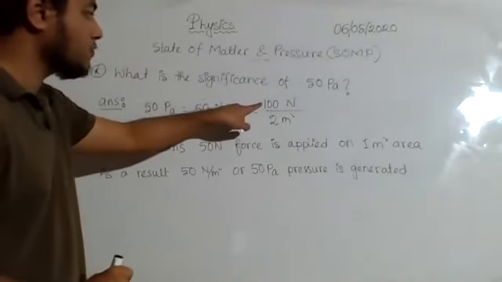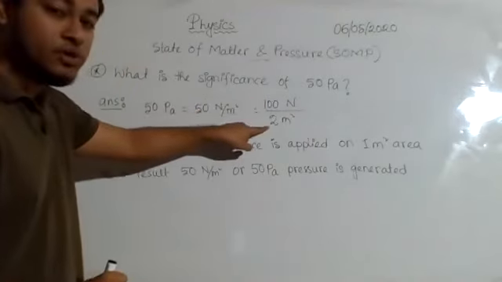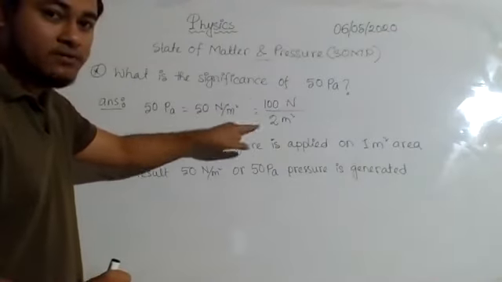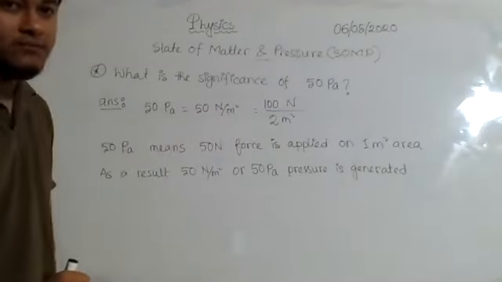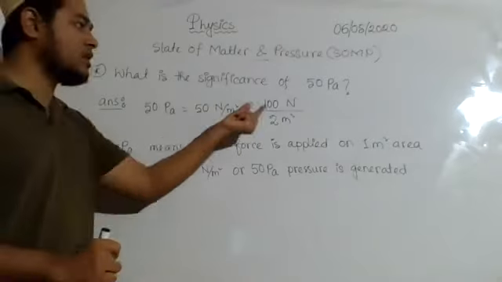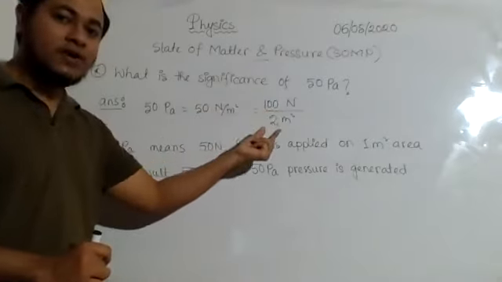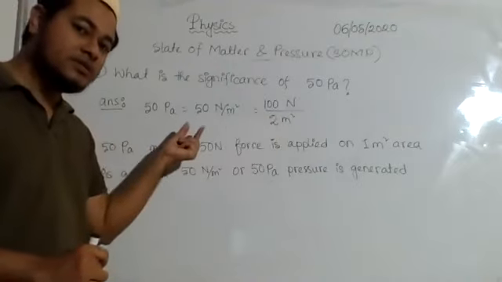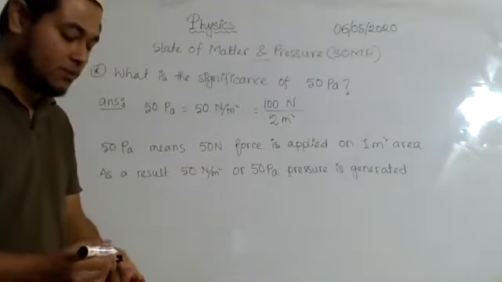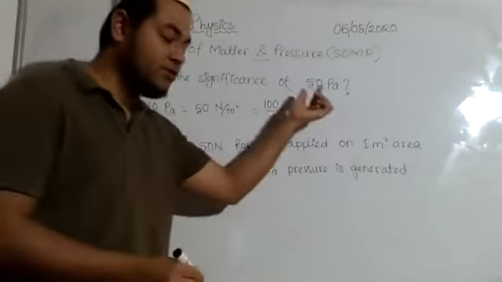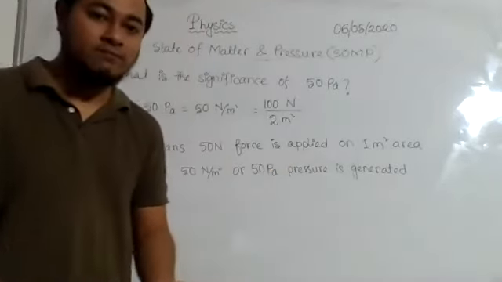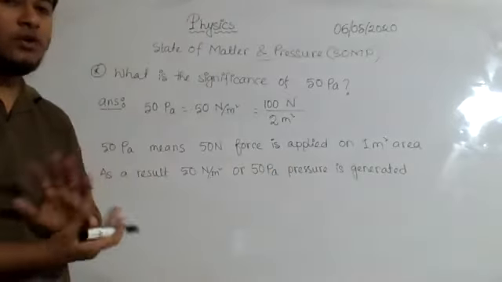If you take the force 100 Newton, the area must be 2 meter square. So 100 divided by 2, then only you will get 50. So you have to take care that whatever force you are writing, divided by area, you should be getting whatever number is given. Okay. I have given 50 here, for example; it might come as 20 or 25 Pascal. So according to that, you have to write.